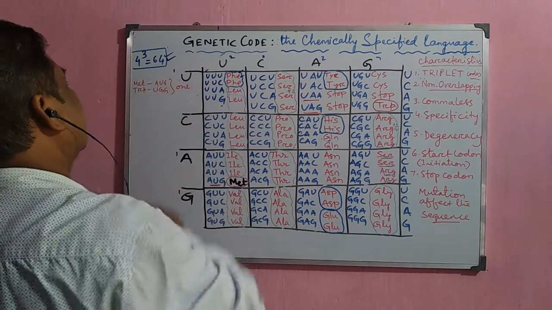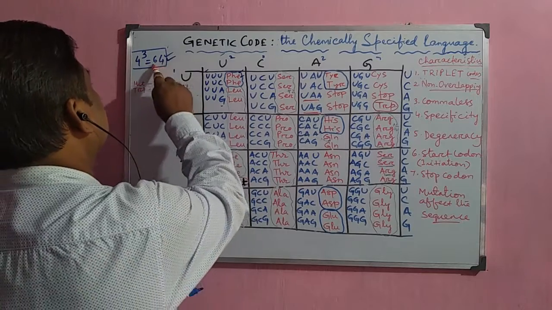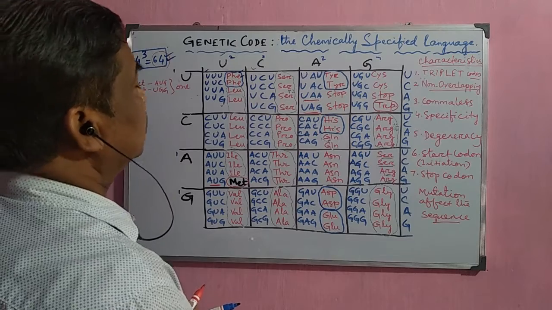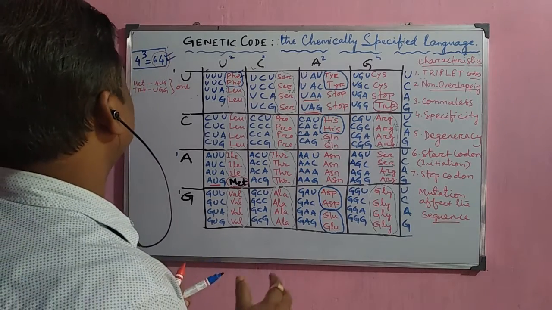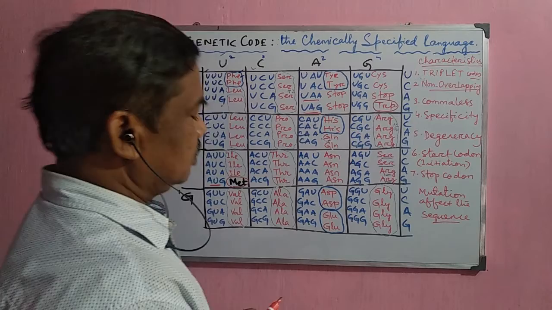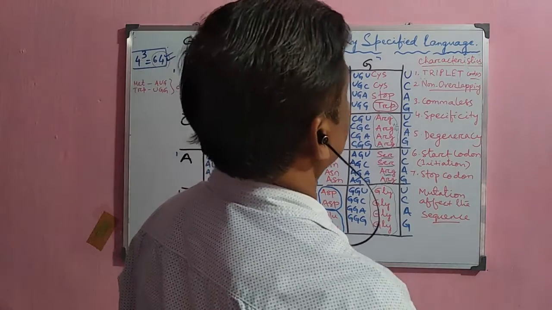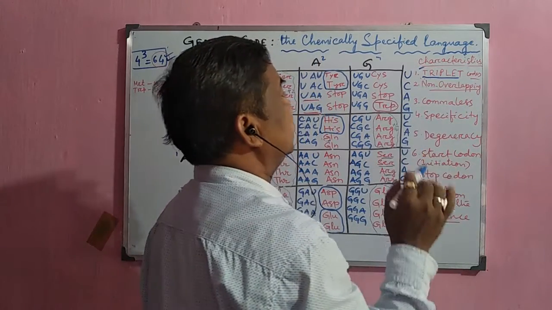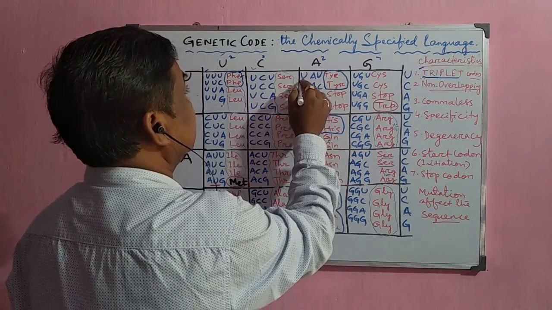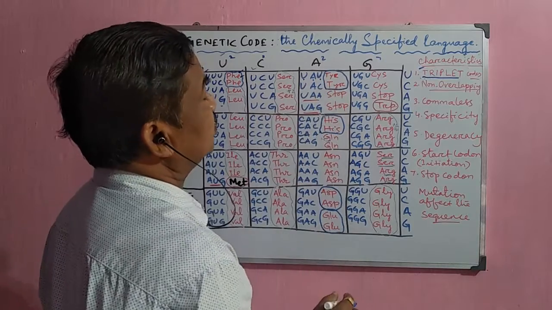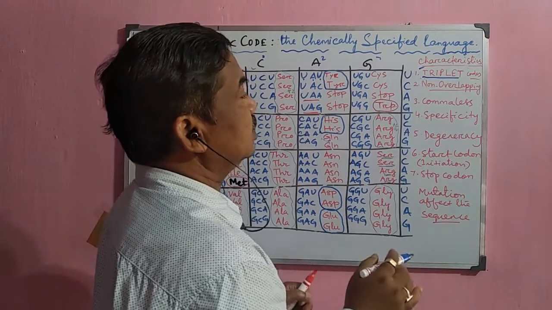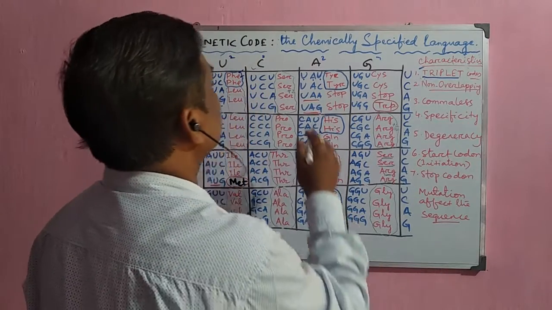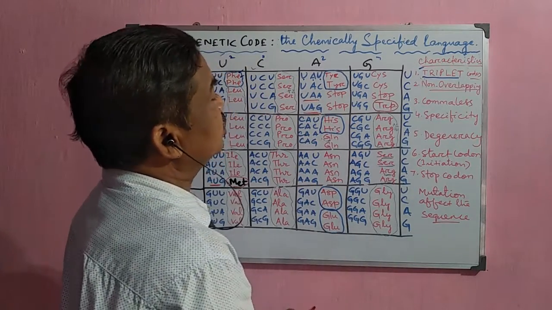There are no doubt 64 codes present in this method, and out of these 64, what are the important properties of this genetic code? Let us discuss. Now, the first one: all the codes which are present here are triplet in nature. That means everywhere three nitrogenous bases will be there. No code has more or less than three nitrogenous bases. It may be UAU or it may be GGG.